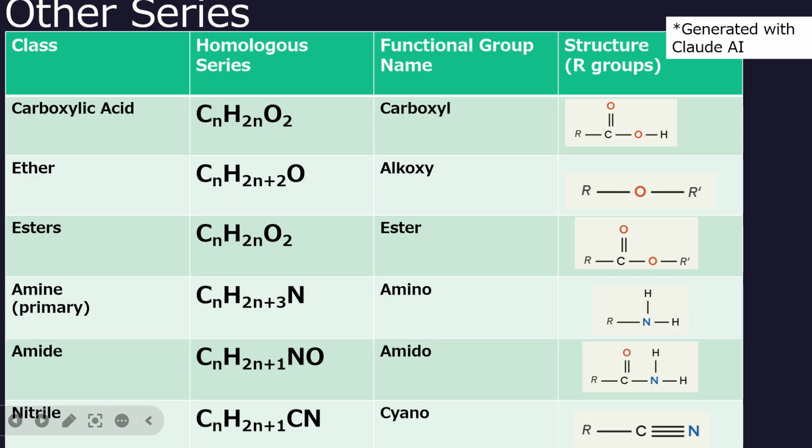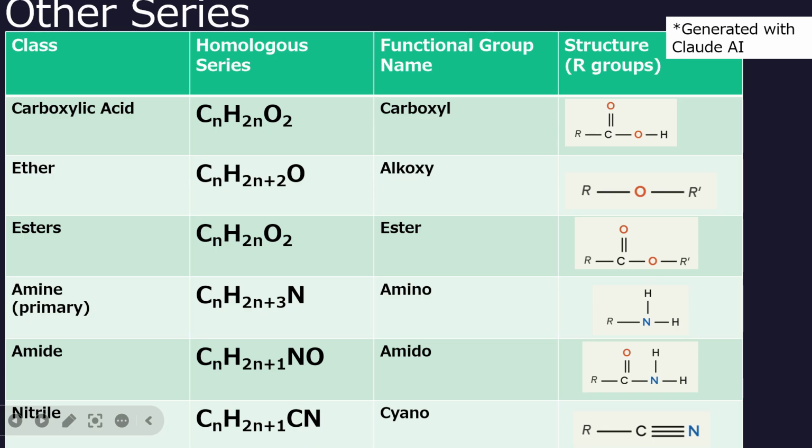So carboxylic acid, CnH2nO2, carboxyl group, R, C double bond O, OH. Ether, CnH2n+2O. It's like just 2 alkane chains linked together through 1 oxygen. It's an alkoxy functional group, R, O, R prime, some other R group. Esters, CnH2nO2, ester group, no special name there. R, C double bond O, O-R prime.